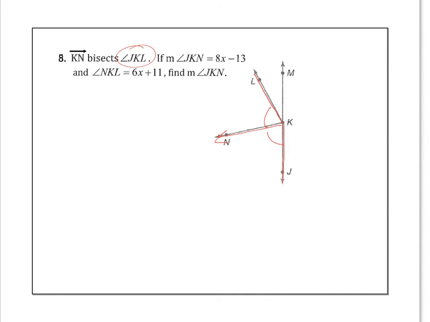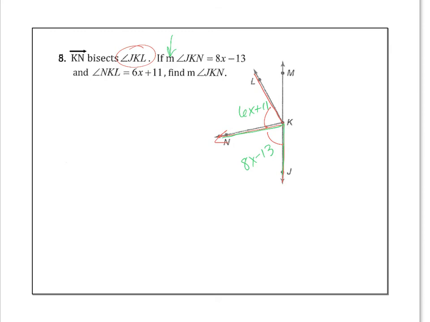The first thing it tells us is that the measure, this means measure, so the measure of angle JKN is 8x minus 13. Well, JKN is this angle down here, 8x minus 13. I'm going to write that in there. And angle NKL is 6x plus 11. That's this angle up here. Find the measure of angle JKN.